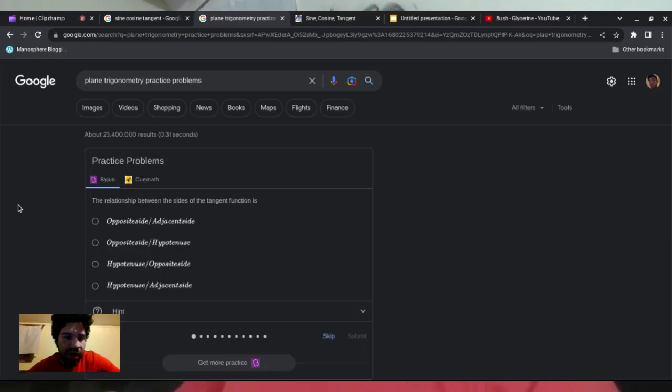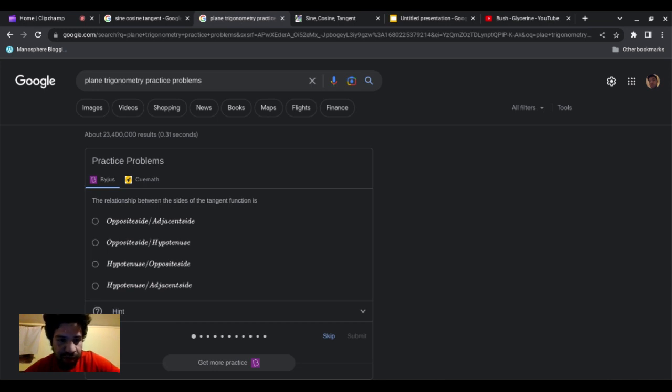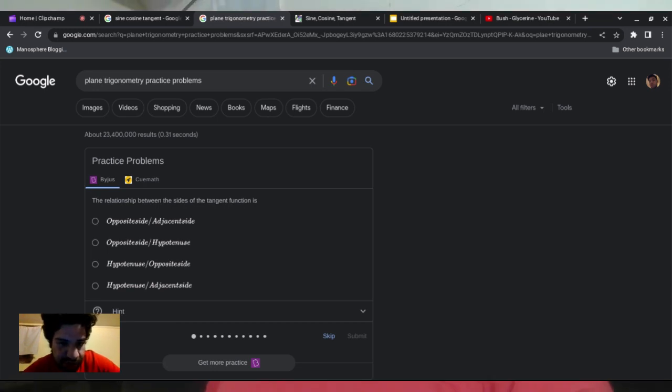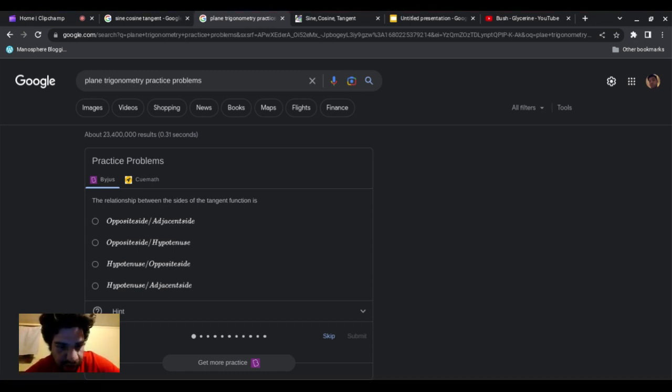Alright then, now that I explained what trigonometry is, it's time to go over some quick examples. So here we have some plane trigonometry examples. The relationship between the sides of the tangent function is opposite to adjacent side, opposite or hypotenuse to opposite side, or hypotenuse to adjacent side. Now then, let's look at a quick resource in order to answer this question, and also answer another question that involves more with numbers.